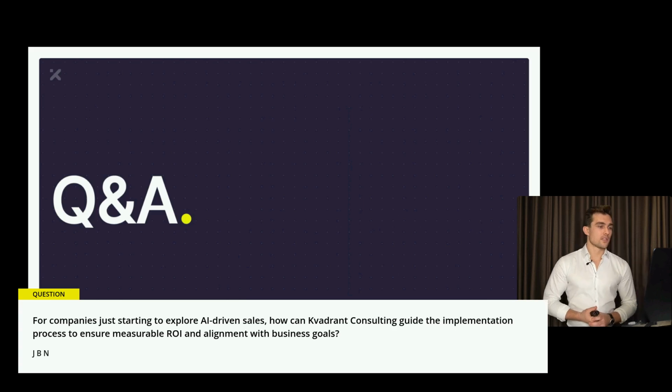For companies just starting to explore AI-driven sales, how can Quadrant Consulting guide the implementation process to ensure measurable ROI and alignment with business goals? That's a good question. Especially it depends on where they are, of course, in their maturity. But if they're just starting to explore it, it's again about identifying possible use cases. So here, of course, we'll be able to understand how the commercial organization is working, which processes they are running, what the gap is from how they're running it to a best practice, and how these data-driven sales tools could help us close those gaps.